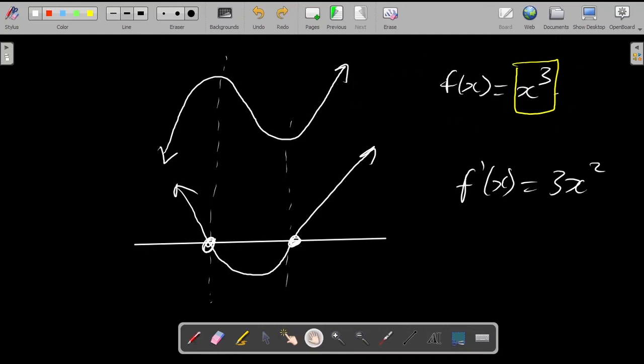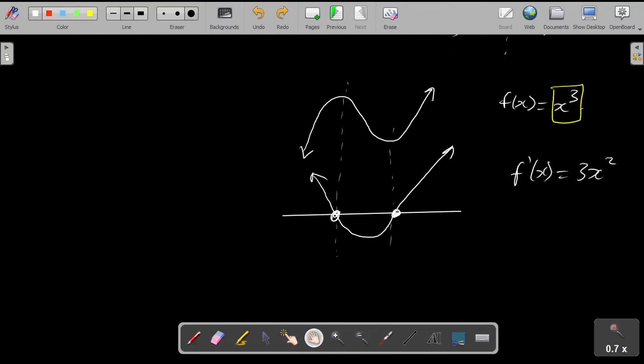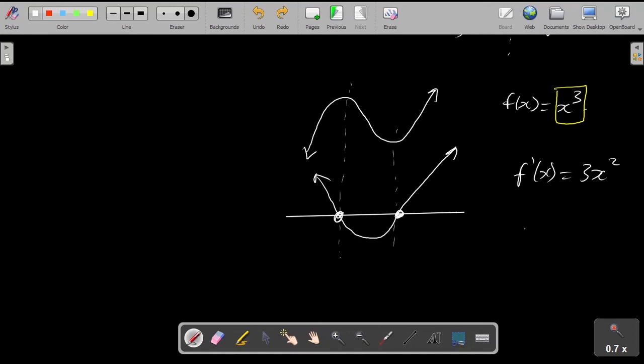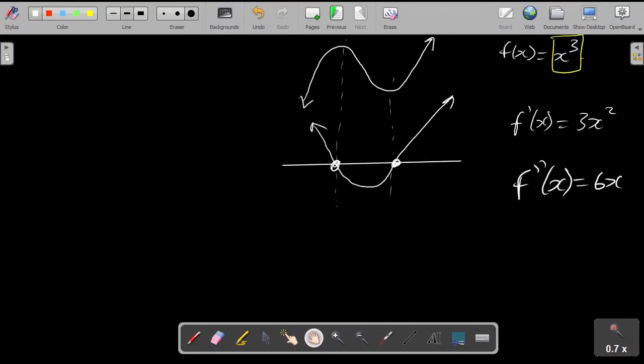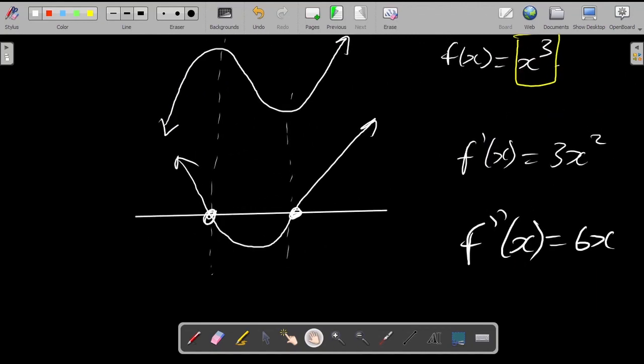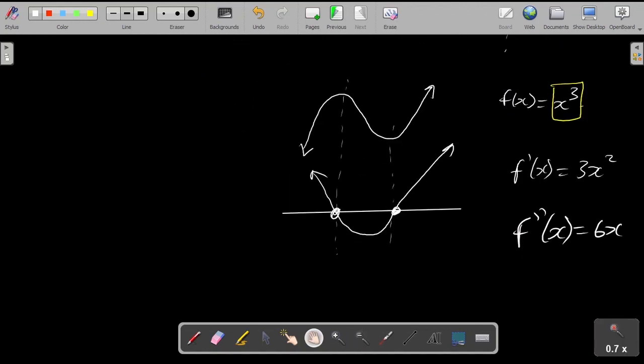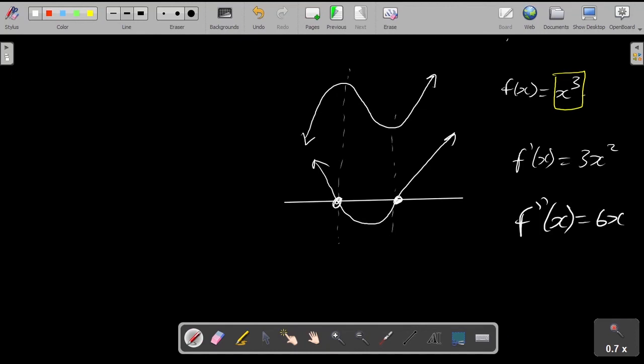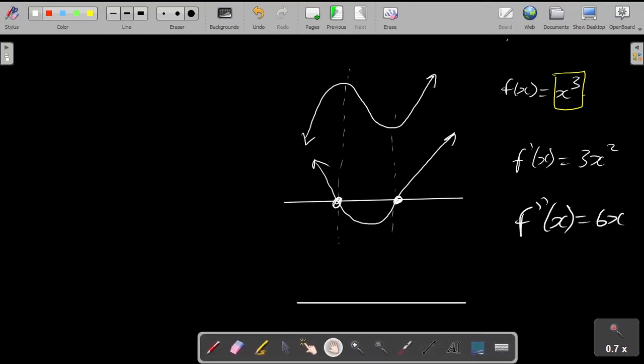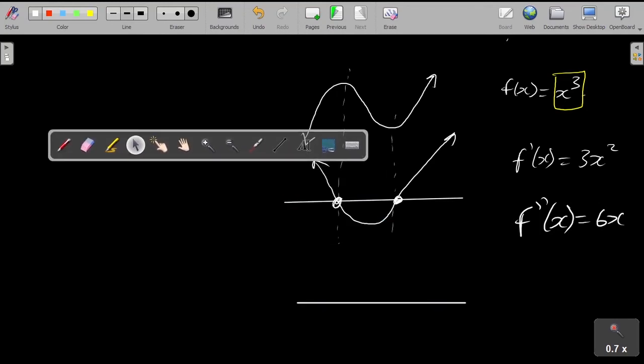Then if we differentiate this again, we basically get the second derivative, and it should be 6x. This should be familiar to you. It's just a straight line. How would you view a straight line? It's positive, so it should be something like this. Being positive should tell you that it should go up in that direction, right? And we have a point of intersection somewhere there.